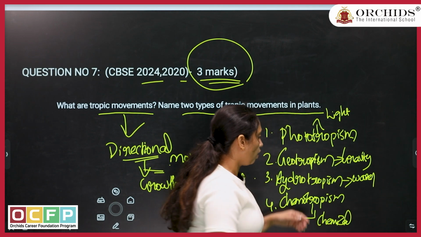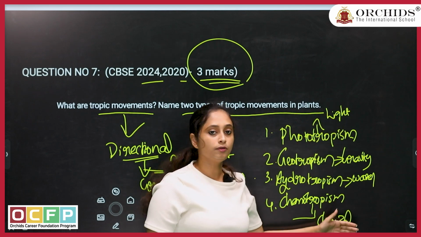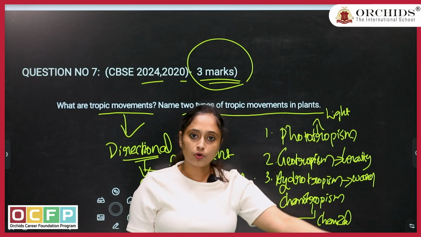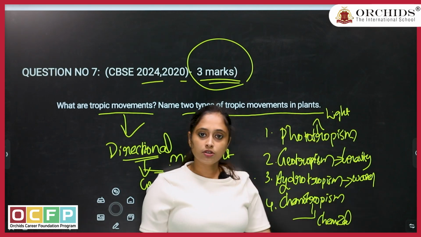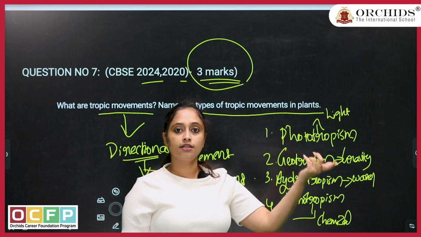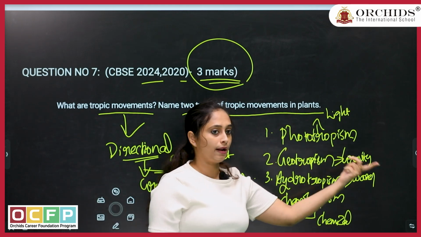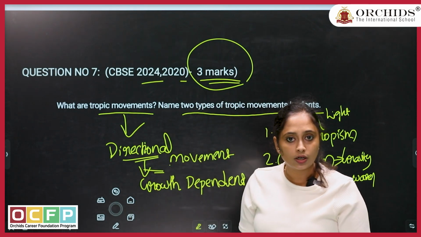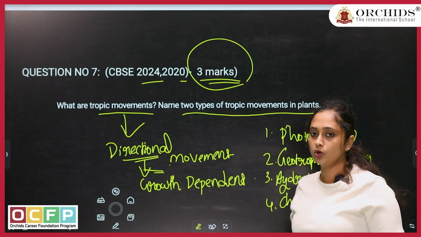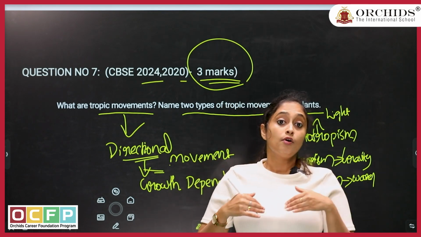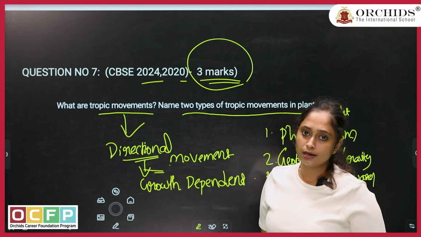So, according to these different types of stimuli, if the plant is moving, then we can consider that movement phototropism if it is in response to light. If growth is taking place in response to gravity, we can consider geotropism. If the plant movement is taking place according to the water direction, then we can call it hydrotropism. And chemotropism means according to the presence of chemicals. So these are the different types of tropic movement which take place in the plant body.